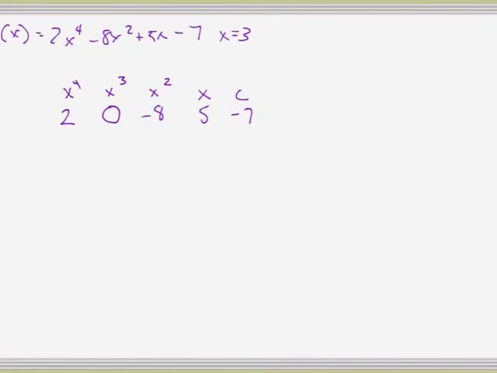Where did the x cubed come from? Because there isn't an x cubed in the problem, we have 0 x cubes. So we're just counting down all the powers, making sure that everyone is represented.